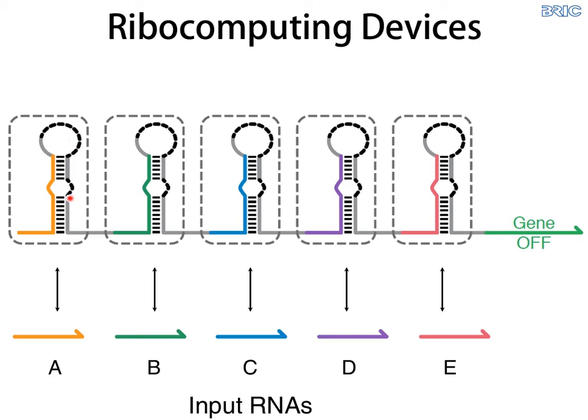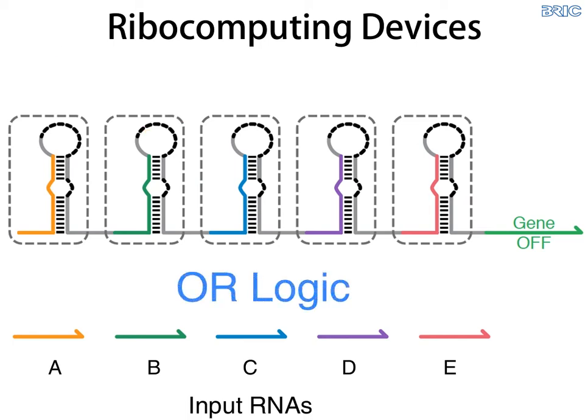And then because the ribosome has great processivity, once you start the translation, you can actually go through a number of small secondary structures, even though you cannot initiate at this structure. So essentially what you're doing is performing an OR logic, because any of the inputs is sufficient to open up the ribosome binding site and then allow the translation of the downstream gene.